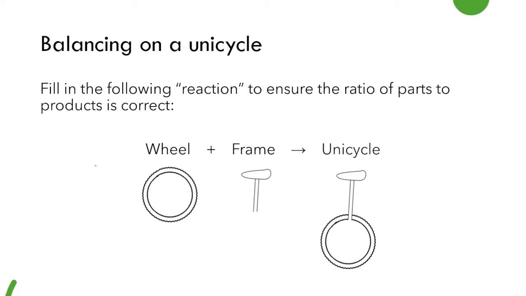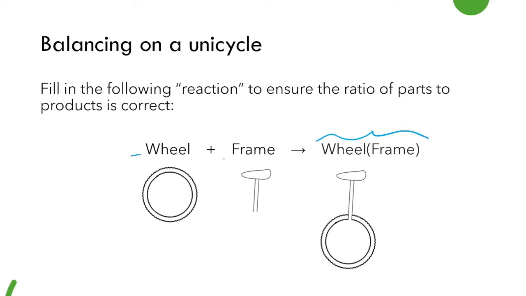Let's start out by considering the construction of a unicycle. We're asked to fill in the following reaction to ensure the ratio of parts to products is correct. Well, we probably know that it takes one wheel and one frame to make one unicycle. In a chemistry setting, we're even more likely to have the product broken down for us in terms of the reactants. For example, instead of a unicycle, we'd be seeing something like a wheel frame.